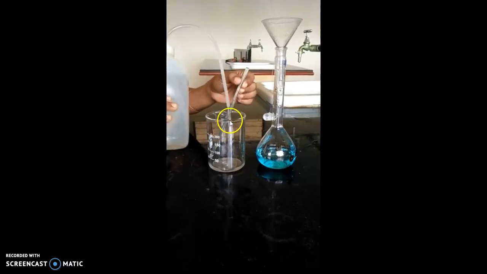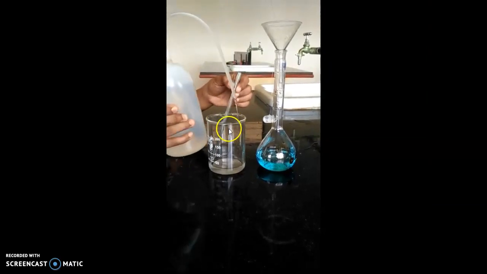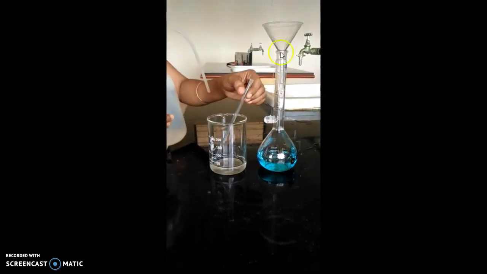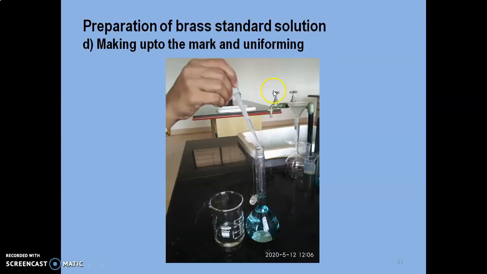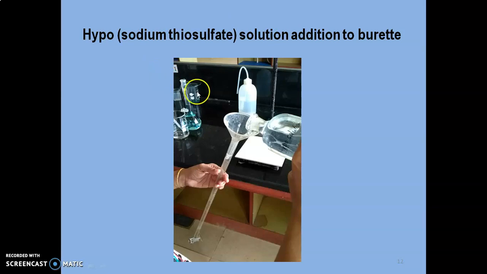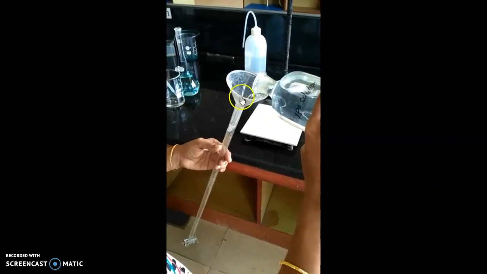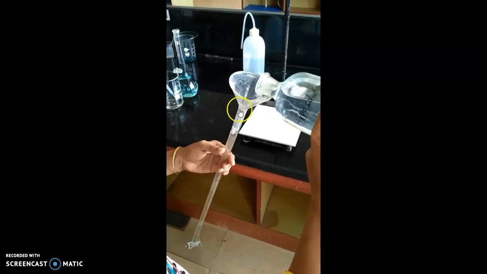Later, the beaker has to be rinsed properly using distilled water, and those contents also have to be taken into the standard flask. Later, it has to be made up to the mark using distilled water to the mark given over here, and it has to be tilted to make the solution uniform. Burette has to be filled with the hypo solution. So the addition of hypo can be done through the funnel and the initial reading has to be noted.